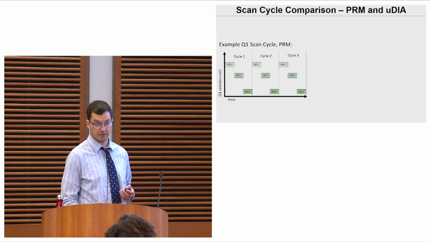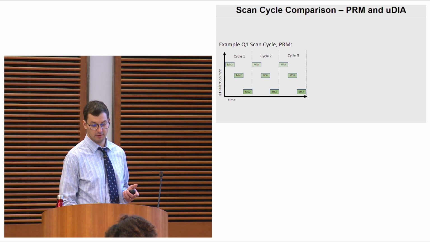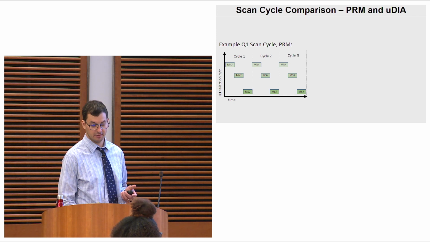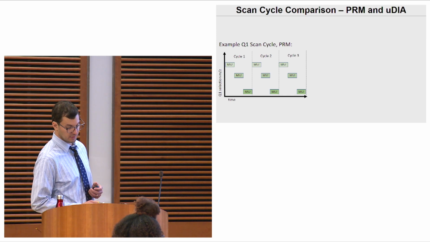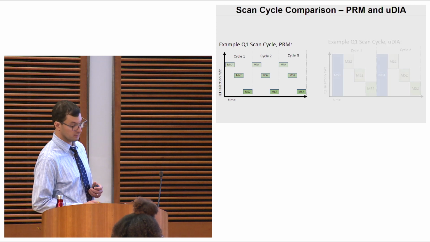To better understand how targeted and untargeted DIA are different, let's compare the scan sequence of PRM with the scan sequence of untargeted DIA. So remember this graph on the left where I showed you this cycle of repeating Q1 selection for specific peptides over the elution time.